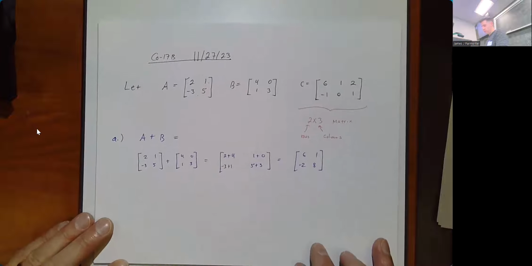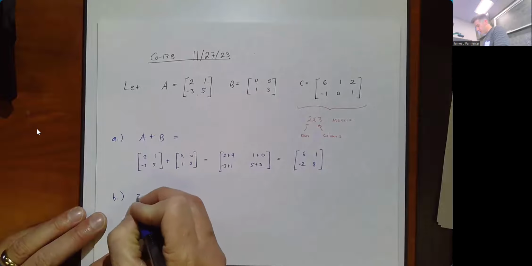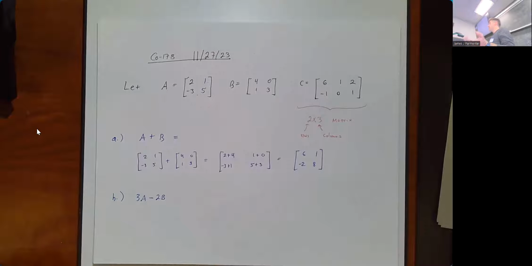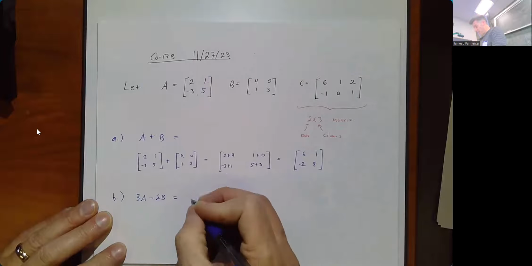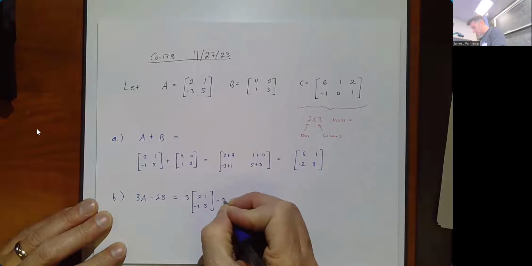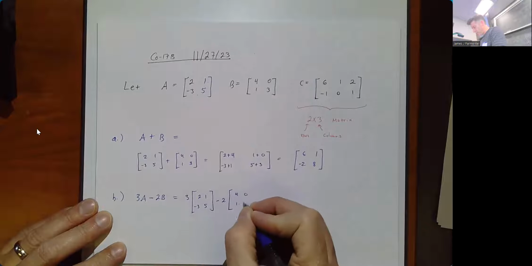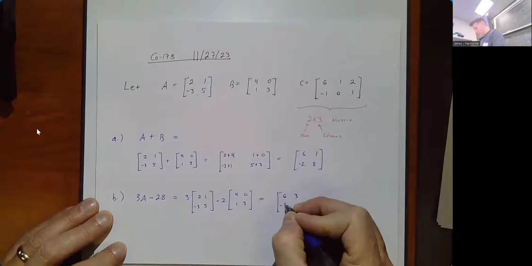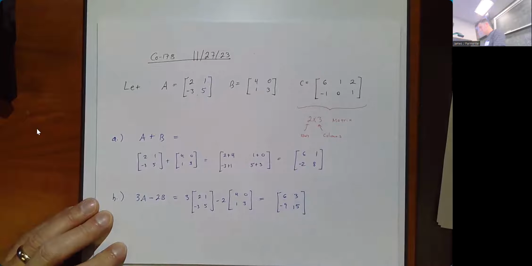Let's do another one. Let's make it a little bit more interesting. Let's say we wanted to find 3A minus 2B. Matrices work a lot like vectors in adding and subtracting them together and multiplying them by scalars. If you multiply a matrix by a scalar, you're just going to multiply each entry by that scalar. So when I write 3A, I'm going to do 3 times 2, 1, -3, 5 minus 2 times 4, 0, 1, 3, which is going to equal 6, 3, -9, 15, just multiplying each entry by 3.